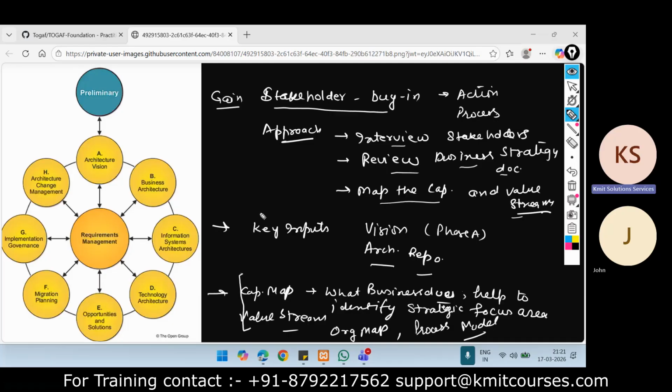Now, when we talk about the modeling, whenever you are using certain diagrams, you use tools like UML diagrams, right? There is ArchiMate for high-level integrated views. So that is what we are doing in phase B.